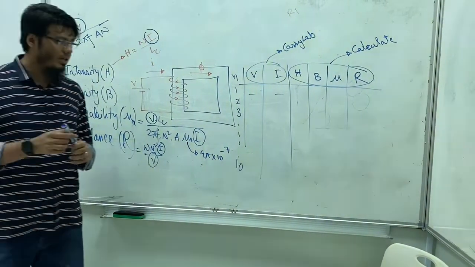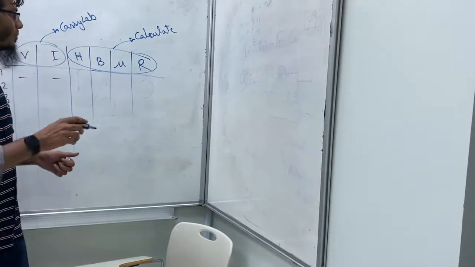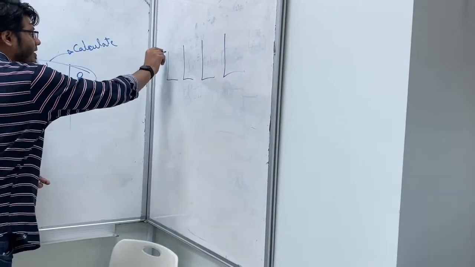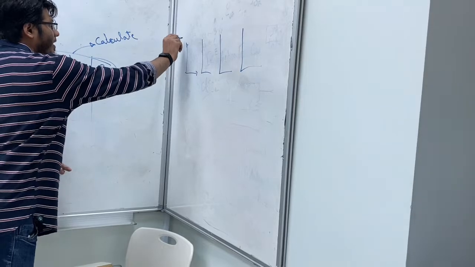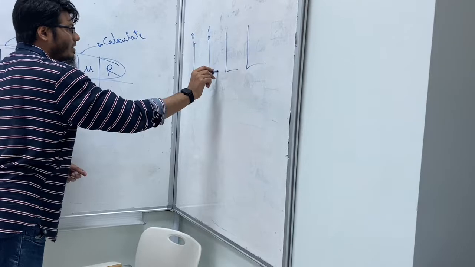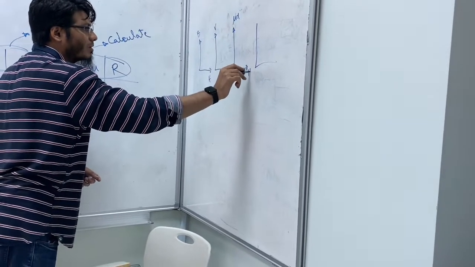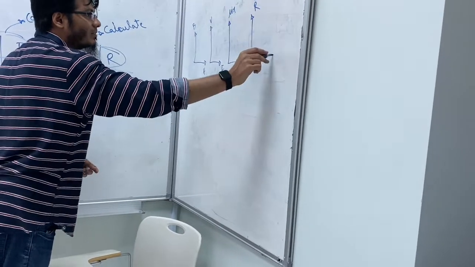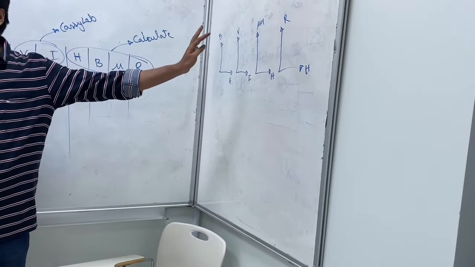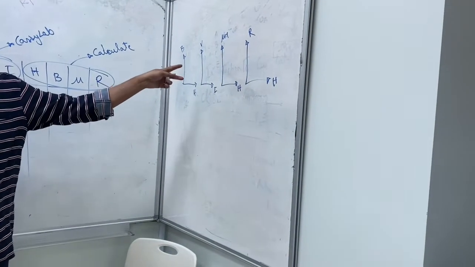No. So the last thing is that in the report, they will ask us to plot some curves. Actually, in the report portion, they will ask us to plot 4 curves. One is B versus H. Another is V versus I. Another is mu R versus H. And the last one is reluctance versus H. You understand? These 4 curves you have to plot and provide in the report. Any idea how we can plot these curves?